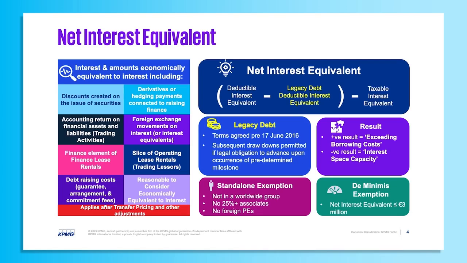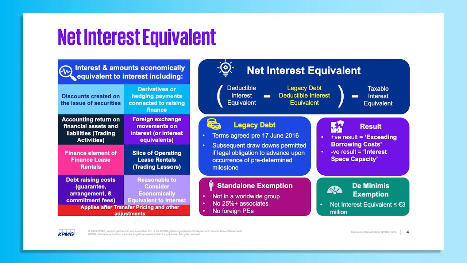As you will probably know, ILR applies to restrict a company's tax deductions for interest expense at 30% of its EBITDA. But it's not just interest that's caught. Things that are considered economically equivalent to interest are also caught by the rules. You'll see these listed on the left side of the slide. They include things like the finance element of finance lease rentals, or derivatives that are connected to debt.